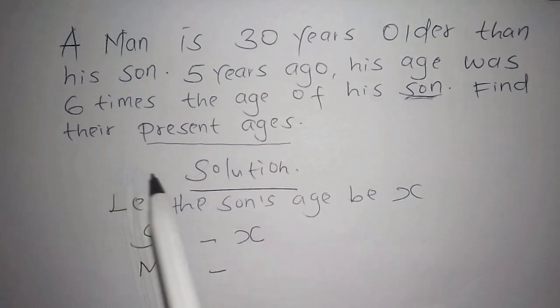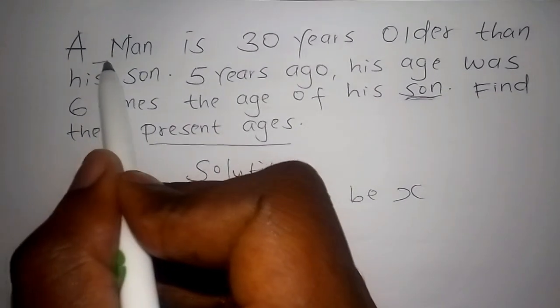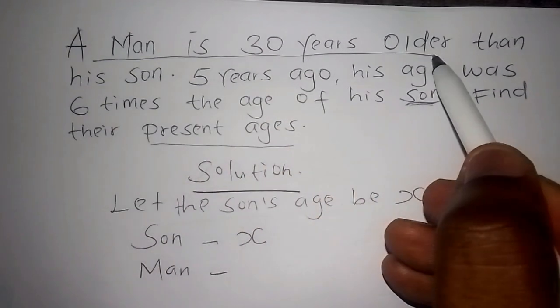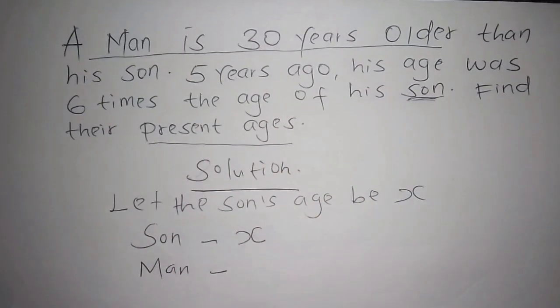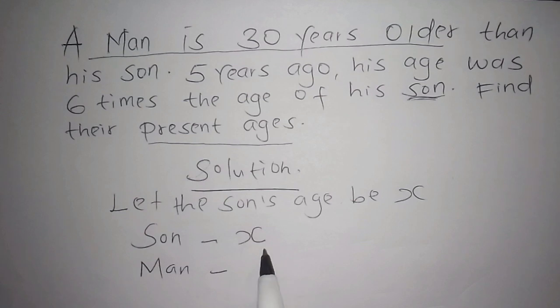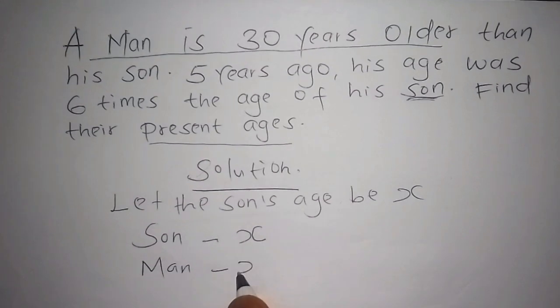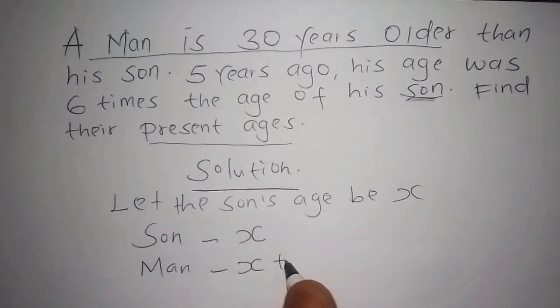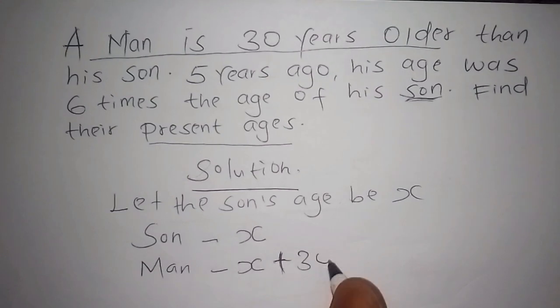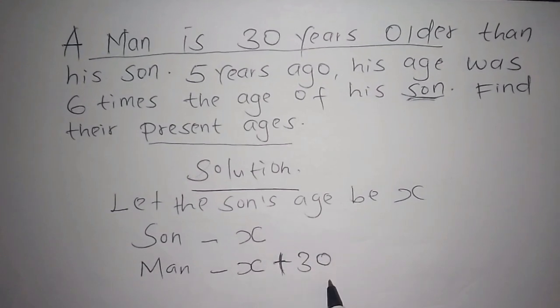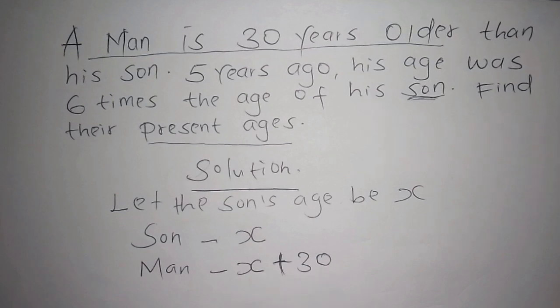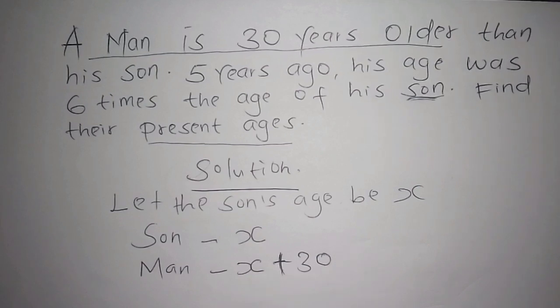So what about the man? A man is 30 years older than the son, meaning that the man is bigger than the son. So we add 30 to the son's age to get the man's age. The man's age shall now be x plus 30. So this is the age of the man now, x plus 30 years. These are their ages now.